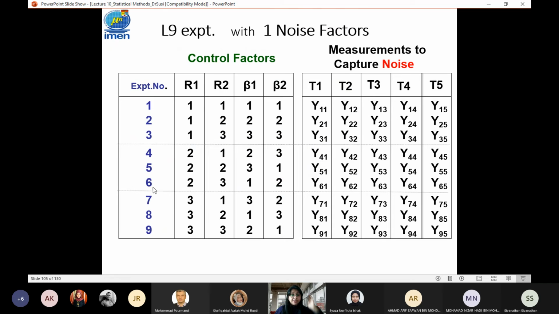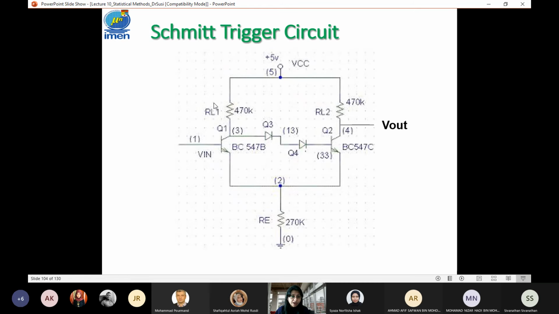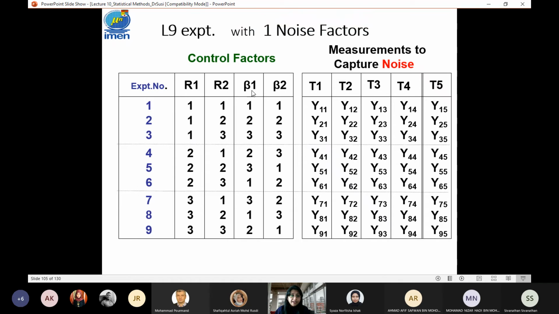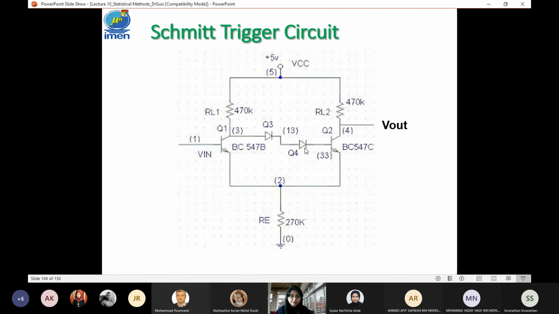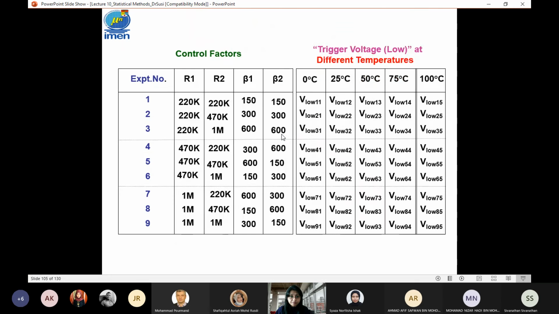So these are the control factors. These are the resistor values for R1 and R2, the resistor values. And beta 1 and beta 2 are actually the gains for these two diodes.